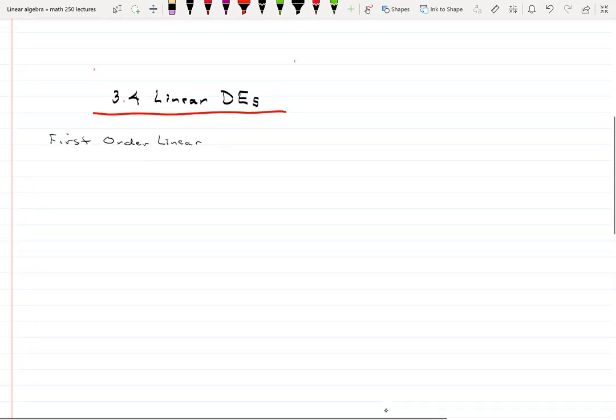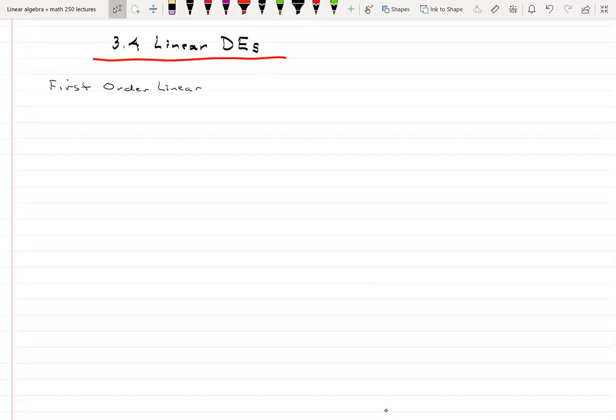The first section, section 3.4, linear differential equations, concerns itself with solving first order linear differential equations. First order linear differential equations are of the form q1 of x, some function of x, y prime, plus some other function of x, q0 of x, y equals some function g of x. The q1 of x and q0 of x are coefficients of y and y prime. And very often they're constant, but just as often they're not.